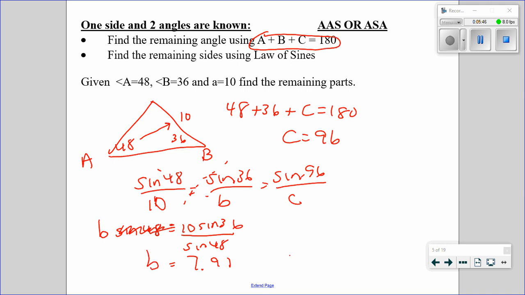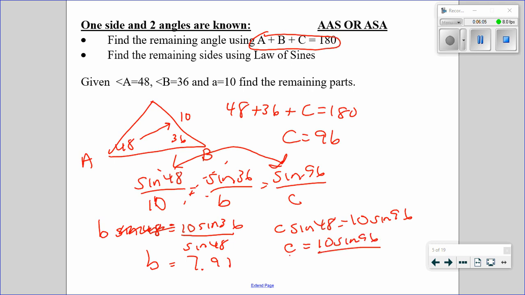Now I'm going to do the same thing with c. I'm going to cross multiply these two. I always like to use the one that I'm given. So c times the sine of 48 equals 10 times the sine of 96. C is 10 times the sine of 96 over sine of 48. Doing that in my calculator, c equals 13.38. I'll just put 13.4.